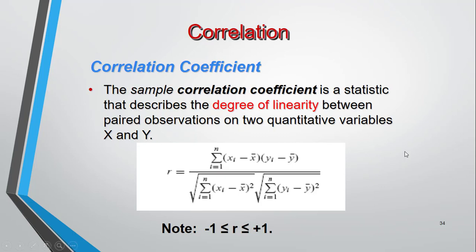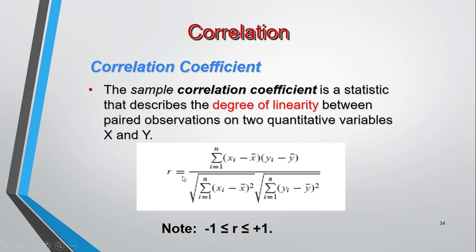And when you plot this, income versus education, remember we showed the plot where it's forming a line, a straight line, or not forming a straight line. So that degree of linearity, we need a way to measure that. That's the correlation coefficient. The sample correlation coefficient is a statistic that describes the degree of linearity between paired observations on two quantitative variables, x and y. They could be education and income, or other things.